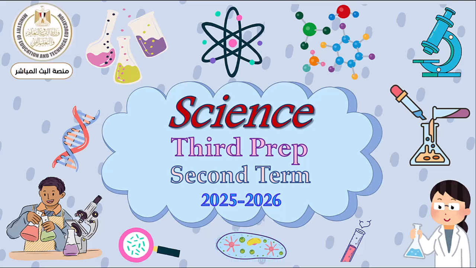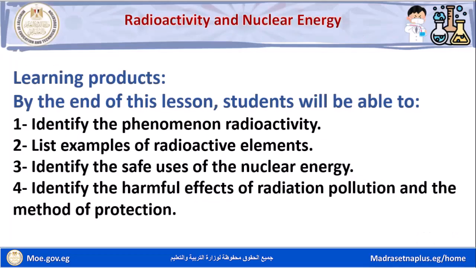معاكم مستر حسين شريف. We complete the lesson Radioactivity and Nuclear Energy today. By the end of this lesson, the students will be able to, number one, identify the phenomenon radioactivity. Number two, list examples of radioactive elements. Number three, identify the safe use of the nuclear energy. Number four, identify the harmful effects of radiation pollution and the method of protection.